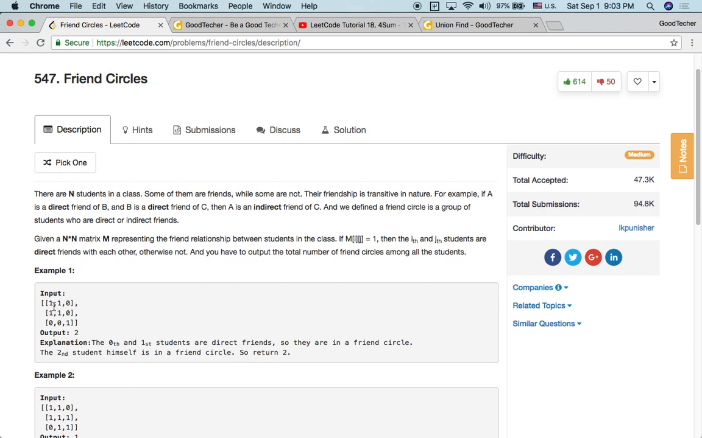So we see here the zeroth and the first student mark each other 1, so they are direct friends. They are in one circle. And the second student, with the other students, they mark 0, so they are not direct friends. So the second student is just a friend of himself, so he's in a different circle. So there are a total of 2 circles for this matrix.